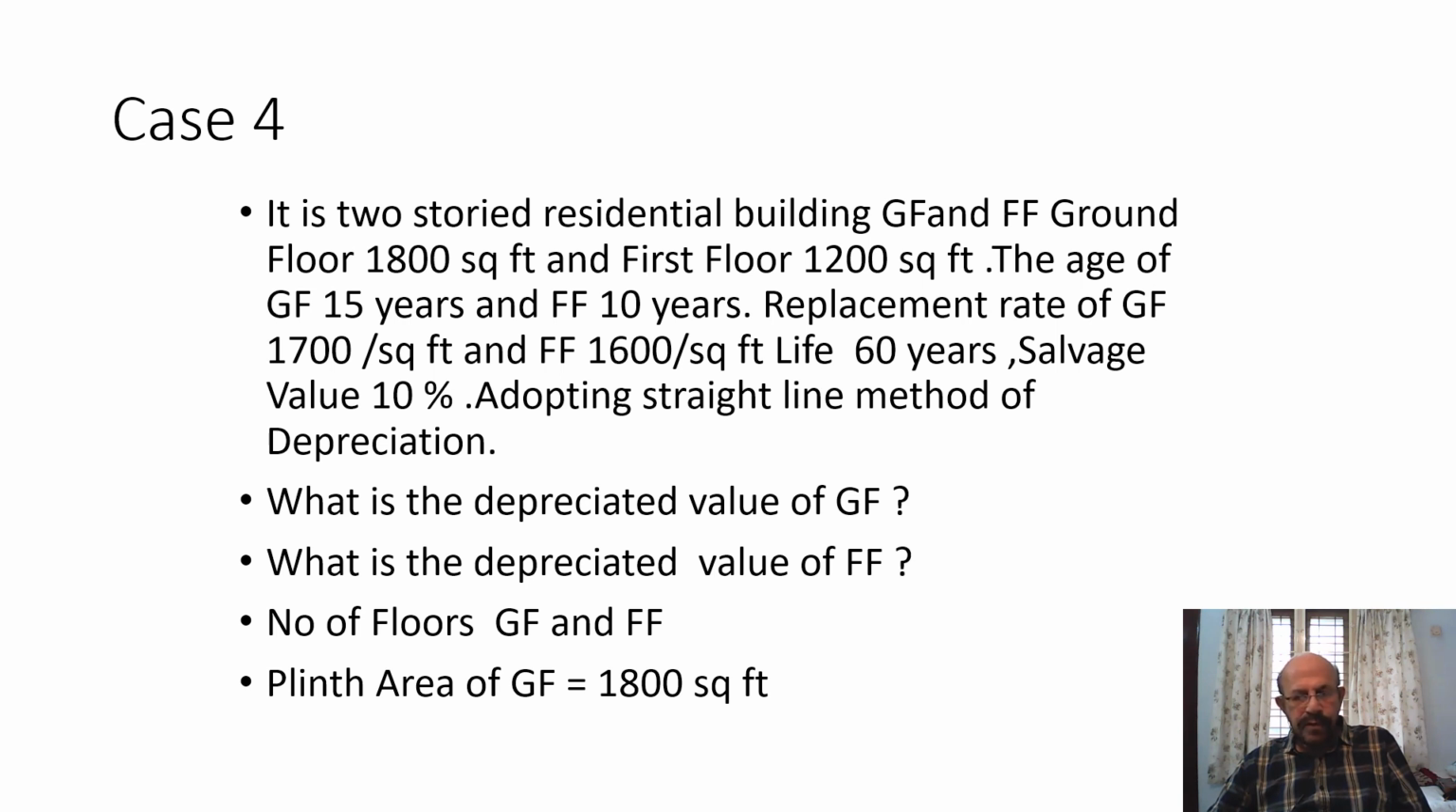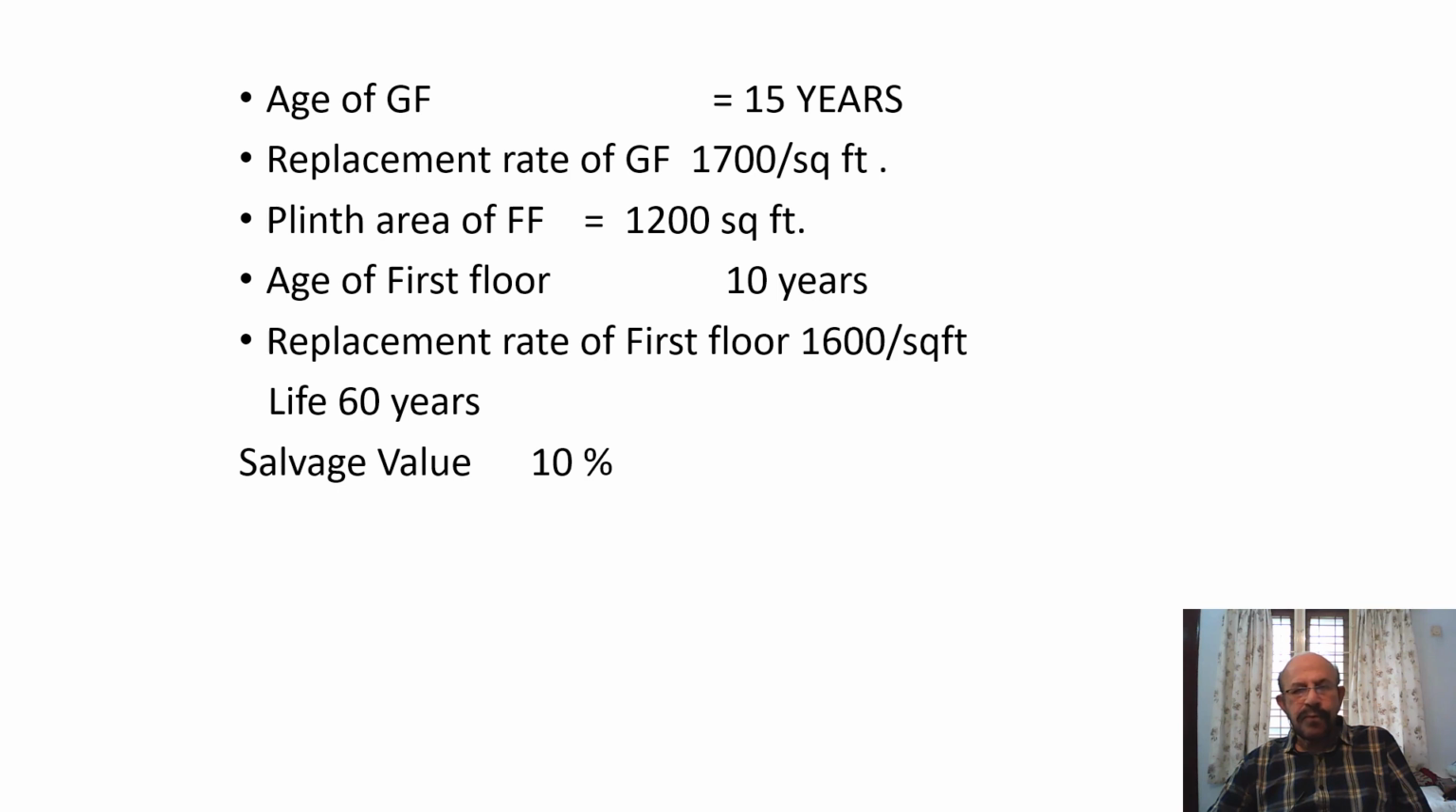Number of floors, ground floor and first floor. Plinth area, ground floor 1,800 square foot. Age of ground floor 15 years. Replacement rate of ground floor 1,700 per square foot. Plinth area of first floor 1,200 square foot. Age of first floor 10 years. Replacement rate of first floor is 1,600 per square foot. Life 60 years, salvage 10%.